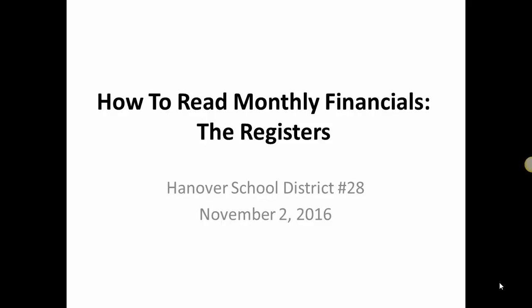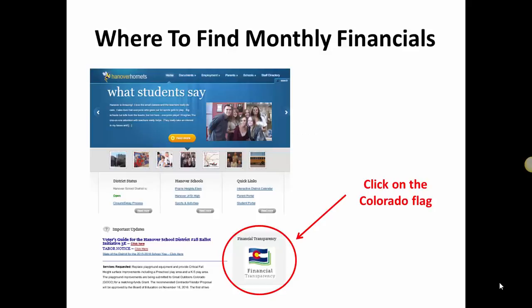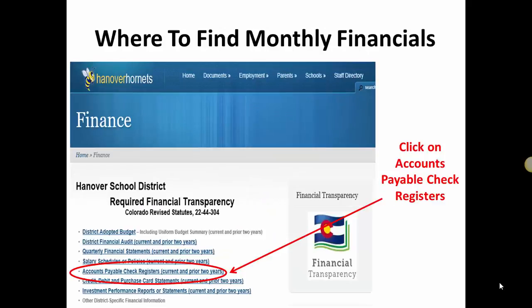This is an explanation presentation on how to read monthly financials, specifically the registers. Where you can find the monthly financials is by going to the front page of the Hanover Hornets website. You will see the flag of Colorado in an icon called Financial Transparency. Click on the Colorado flag.